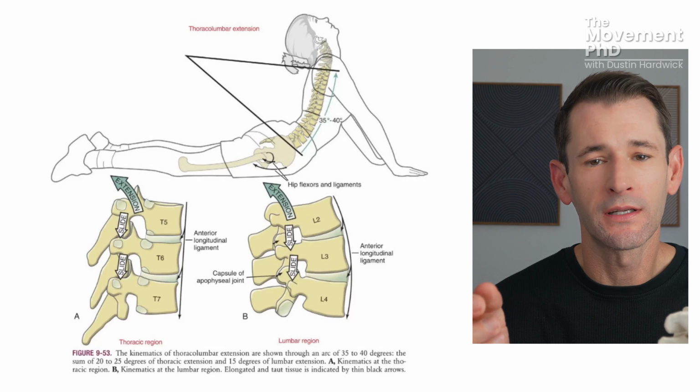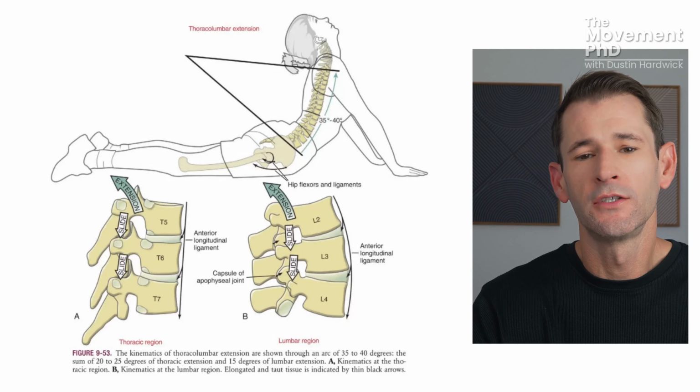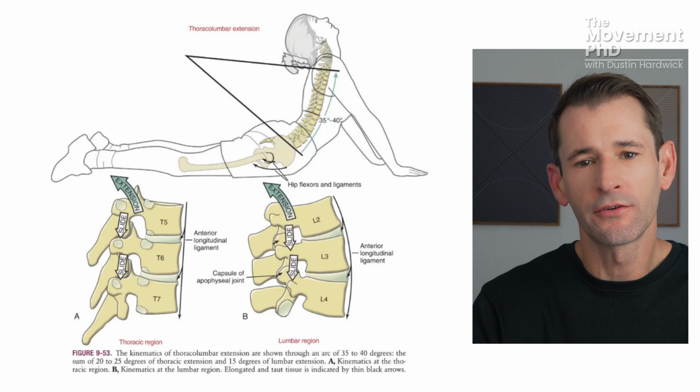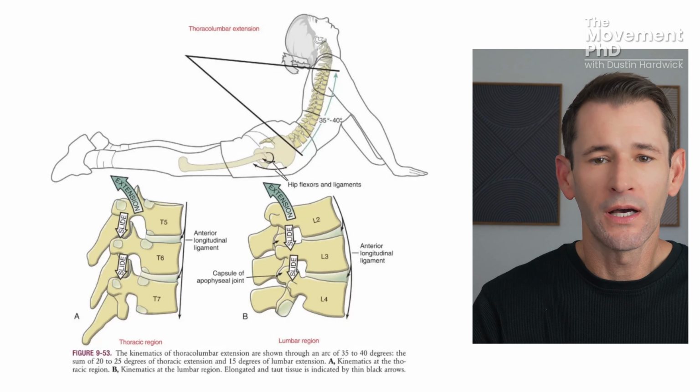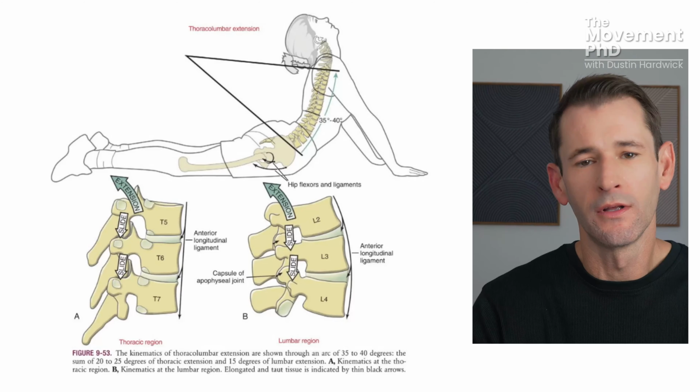So what are the things that limit extension? It's going to be those anterior structures. So the ALL, or anterior longitudinal ligament, plus those muscles on the anterior aspect of the body. So our rectus abdominis is going to be the main muscle that's going to limit extension of that lumbar spine.